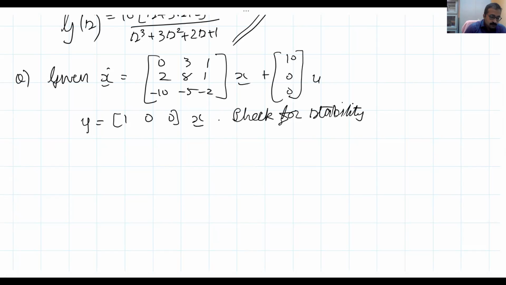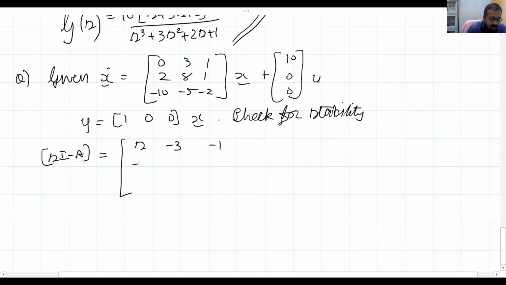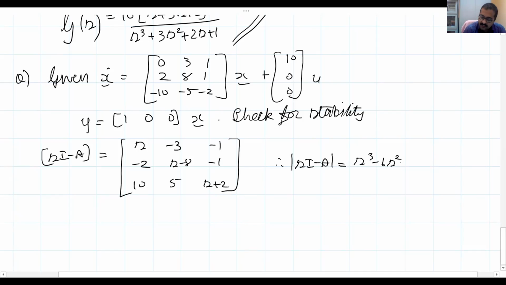Okay, so first we have to find sI minus A. What is sI minus A? It will be [s minus 3, minus 1, minus 2; s minus 8, minus 1, 10; 5, s plus 2]. Eventually you can calculate the determinant of sI minus A. You will get s cube minus 6s square minus 7s minus 52.